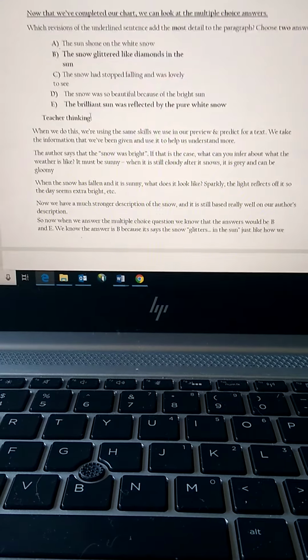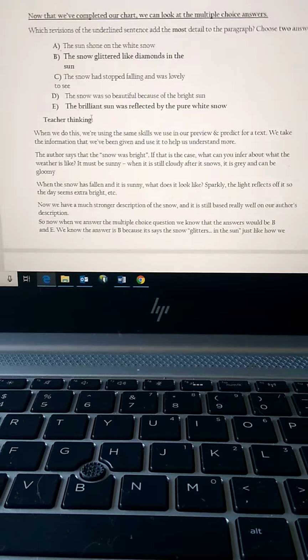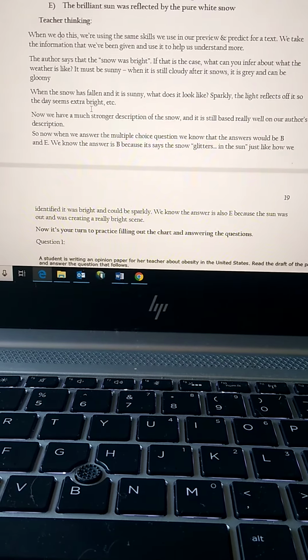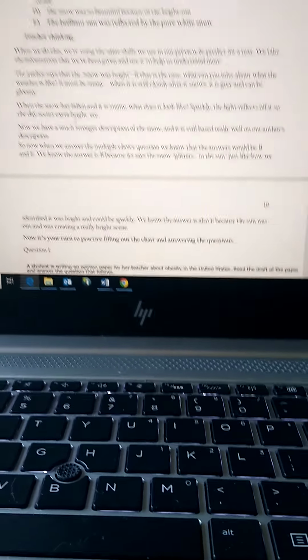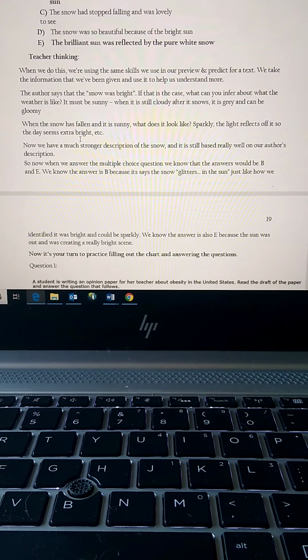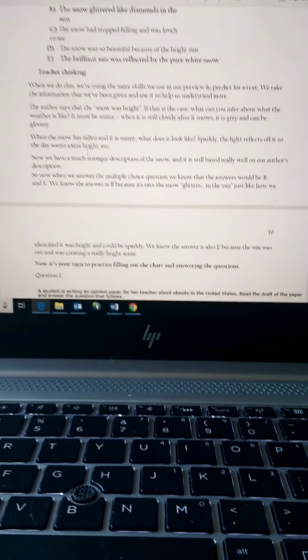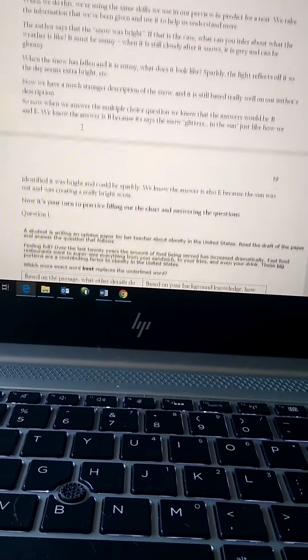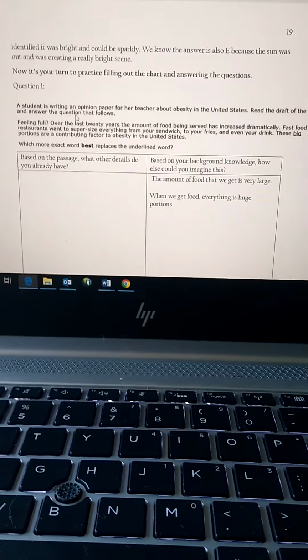We know the answer is B because it says the snow glitters in the sun. Just like how we identified it, it was bright and could be sparkly. We know the answer is also E because the sun was out and it was creating a really bright scene. So now it's your turn to practice filling out the chart and answering the questions. So we'll go down to question 1.